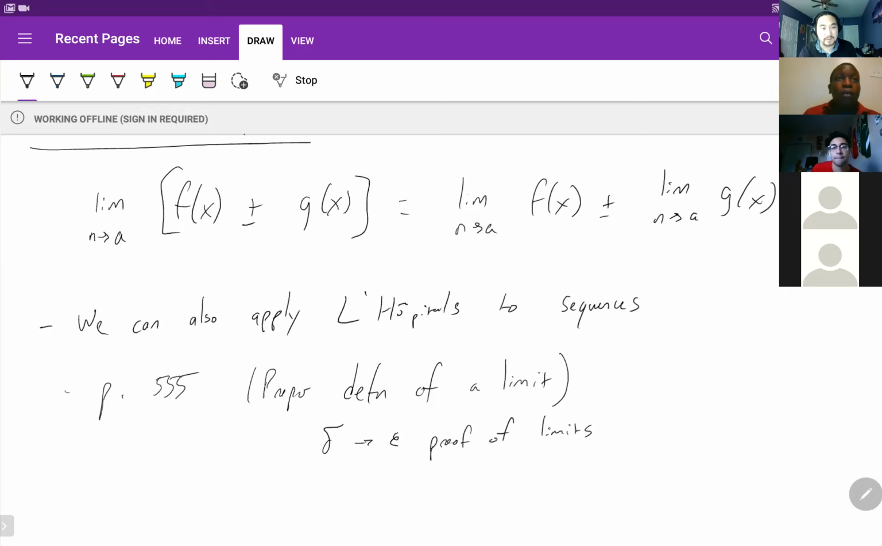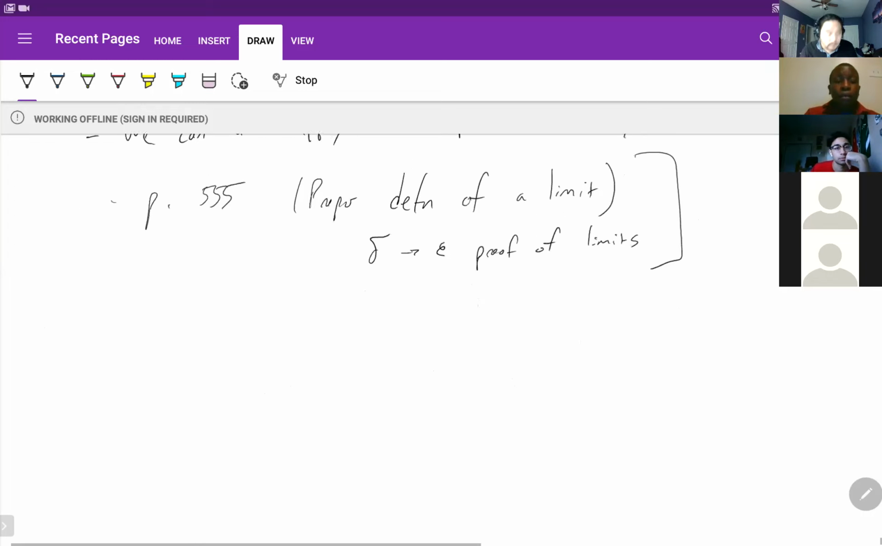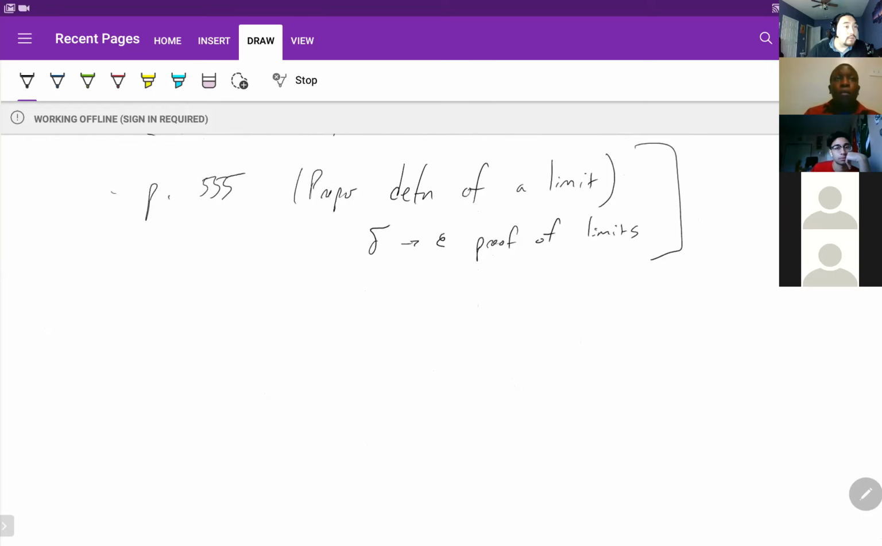It's not complicated. It's just a more formal way to prove what a limit is using a definition. If you're interested, you can look it up. But I'm not going to really test you guys on that. All right. So why don't we just talk about this other theorem?